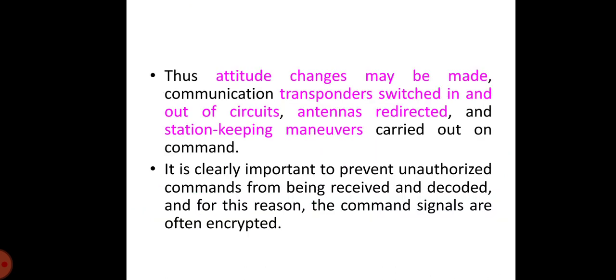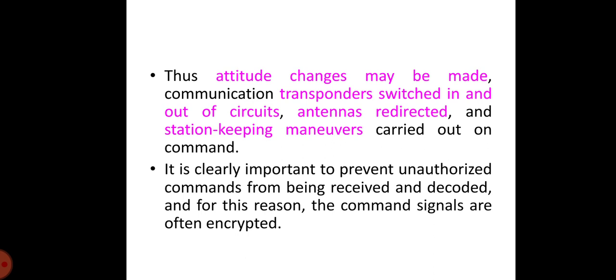Thus, the attitude changes may be made, communication transponders switched in and out of circuits, antennas redirected, and the station keeping maneuvers carried out on command. So these are the operations which the command subsystem does. It is clearly important to prevent unauthorized commands from being received and decoded, and for this reason the command signals are often encrypted.